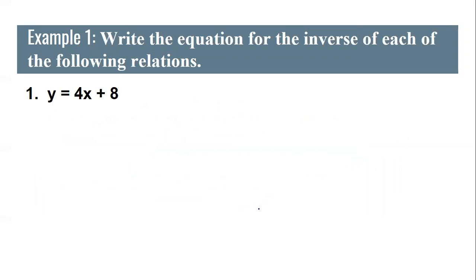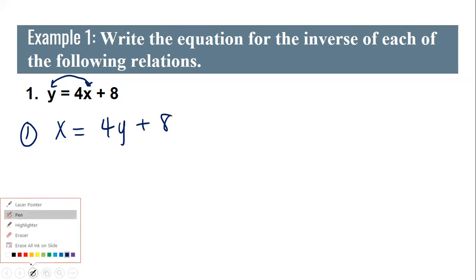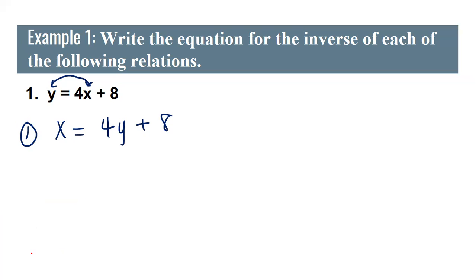All right. So for example, we have Y equals 4X plus 8. Step 1 says for us to switch the place of X and Y. So this becomes X equals 4Y plus 8. Step 1, switch X and Y. Is that what we just did? Okay, step 2 is to solve for Y.